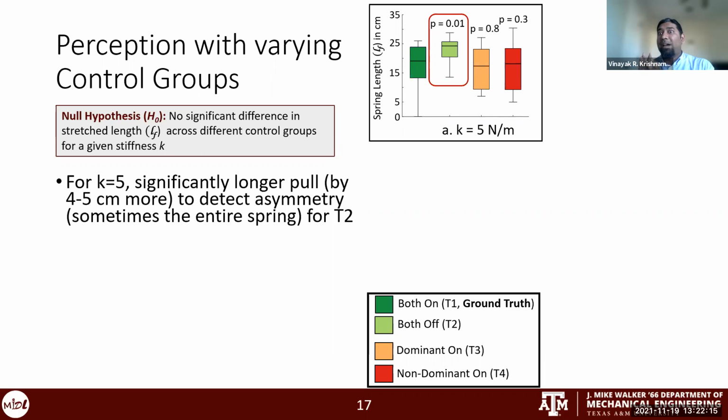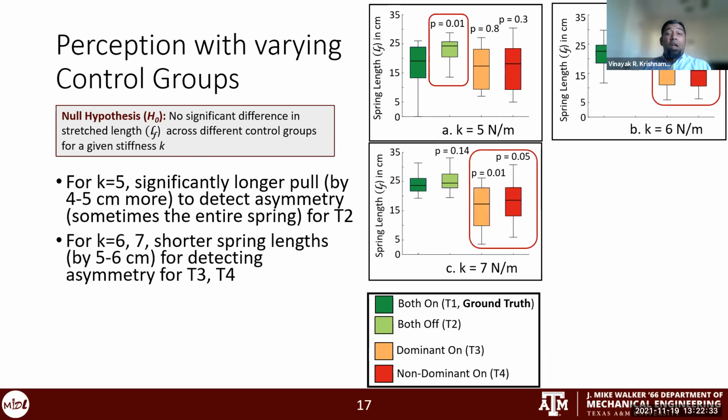This is an interesting phenomenon. It indicates that when both the devices were off, they were confused almost all the way to the very end of their spring pull. They could not tell whether the forces were on, or one of them was on or off, and so on and so forth.